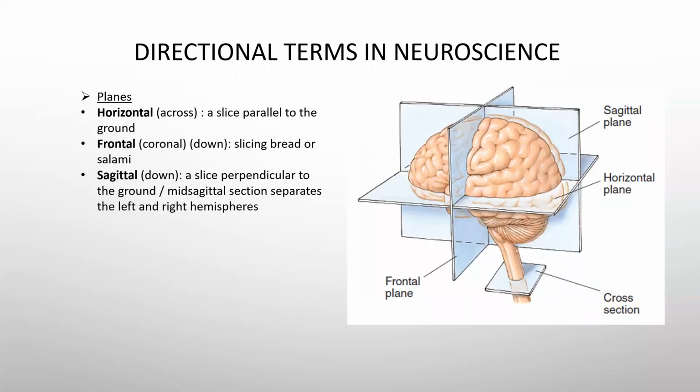Okay. Also, you're going to run into a lot of the different sections of a brain. So you're going to be looking at a brain slice, and it'll be nice for you to know whether that is a coronal slice or a sagittal slice or a cross section. The first one here is a horizontal plane, and that is a slice parallel to the ground. Frontal, also known as coronal, is like slicing bread through the brain. And then sagittal is a slice perpendicular to the ground.